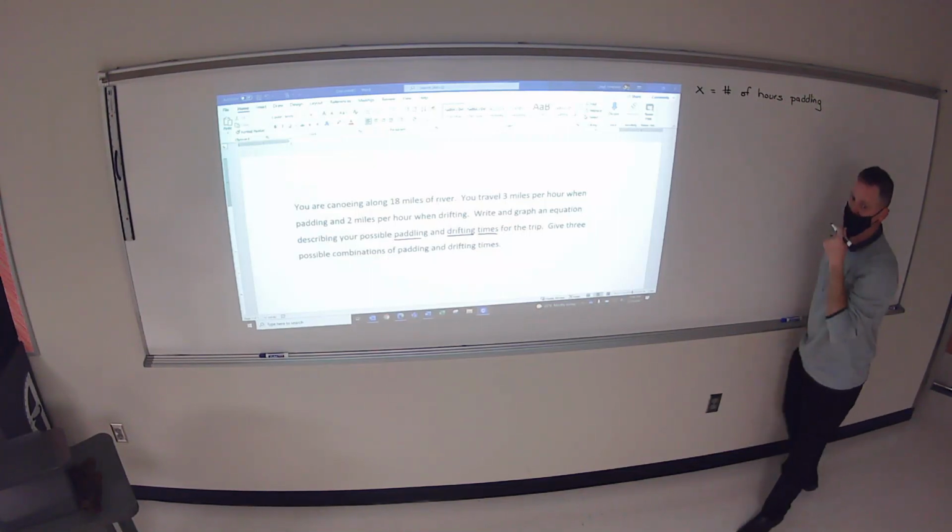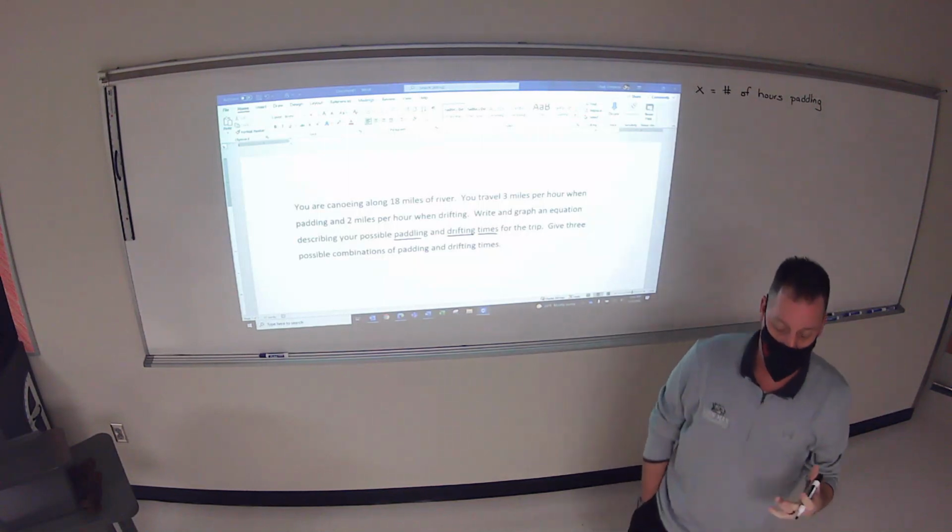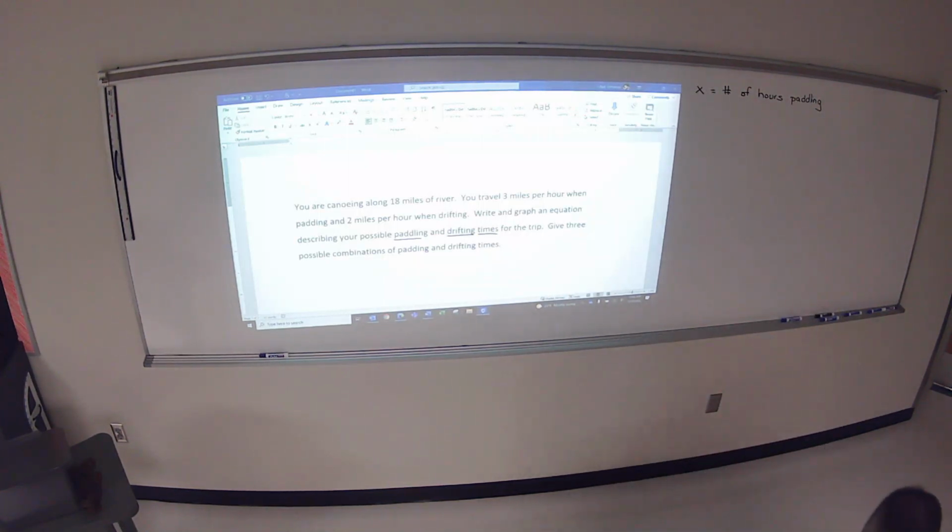Again, here's what I want you to be aware of. A variable is a quantity that can change. I could paddle for 0 hours, I could paddle for all of the hours. That variable can change. How fast I go when I'm paddling, that doesn't change. So my variable represents something that could change throughout the entire problem.